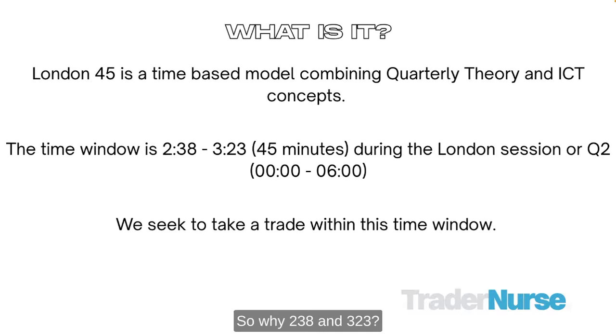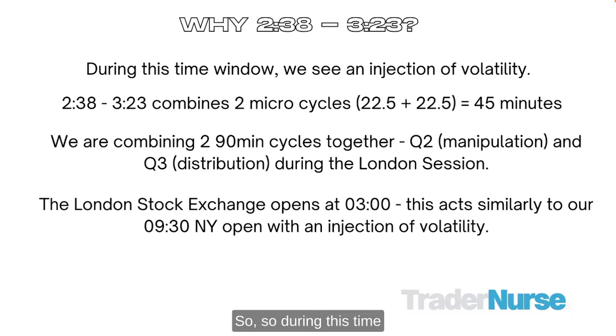So why 2:38 and 3:23? During this time window we see an injection of volatility. It combines two microcycles, which are 22.5 plus 22.5, which equals 45 minutes. A microcycle is essentially there are 4 microcycles inside a 90-minute cycle, which you'll see just here. And we are combining two 90-minute cycles together. So we're combining the manipulation cycle, which is Q2, and Q3, which is the distribution cycle during the London session.